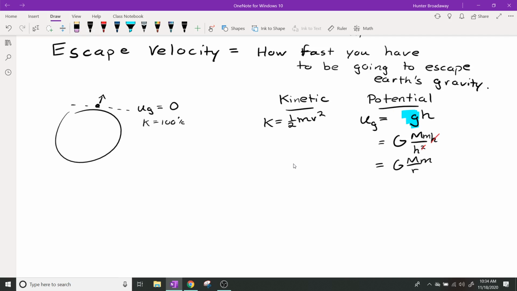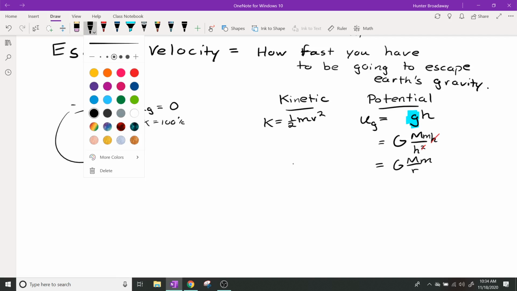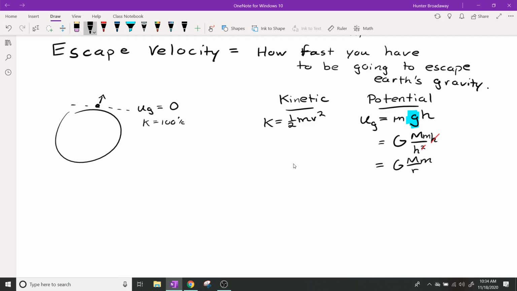So let me rephrase that and make it sound a little better. It's not the mg value, it's just the g value. So this g is, according to our little tricks that we did earlier, GM over r squared, or h squared. So our formula whenever we do this should be G M m over r. That's our potential energy, okay?